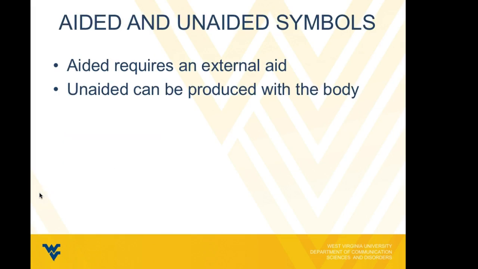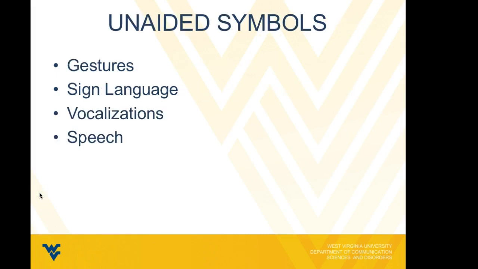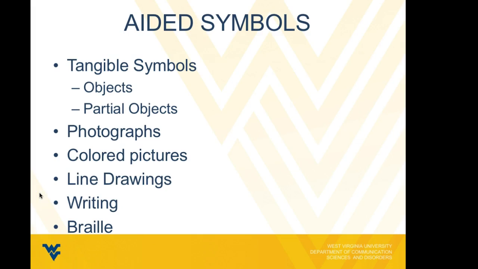We also think about symbols as being either aided or unaided. An aided symbol is one that is going to require you to have something with you. You have an external aid, where an unaided system is something that you actually can produce with your body. So unaided symbols are things like gestures or sign language, vocalizations, or speech, while aided symbols would be things like tangible symbols or photographs or line drawings and pictures, writing, or even Braille.